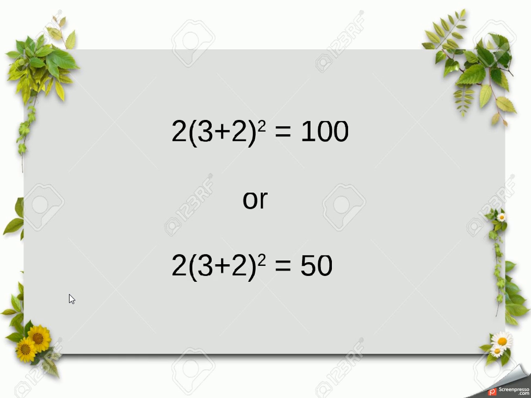Here's another example then. We've got 2 times (3 plus 2) squared, and that will give us 50 if we did 3 add 2 is 5, square it, 5 times 5 is 25, times it by 2 is 50. Or on the other hand, we could do 3 add 2 is 5, times it by 2 is 10, square it is 100. So which is the right answer? Do we do the 2 times (3 plus 2) first, or do we do the (3 plus 2) squared first?